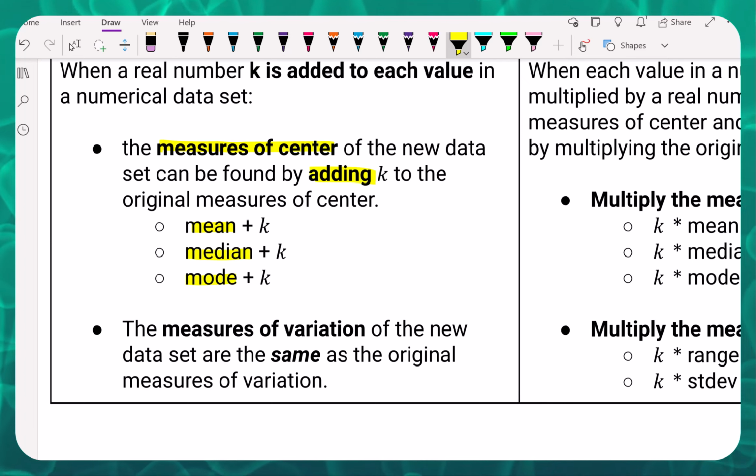Now, measures of variation, on the other hand, that's different. So how spread out the data is going to wind up being the same. So you can add $5 to everybody's income, but the range will still be the same. The standard deviation will still be the same. That measure of spread will not change, okay?